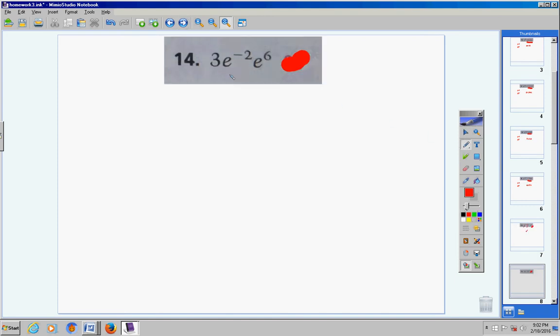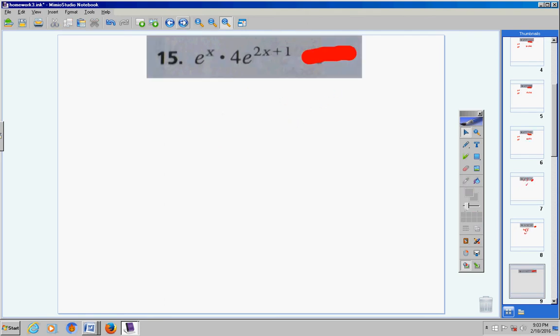Okay, number 14. We have 3 times e to the negative 2 times e to the 6. Because if they're all side by side, they're multiplying, correct? So we really have 3e. Now look, there's nothing to do with a 3, okay? But here you're multiplying like bases, are you not? Sure you are. So if you're multiplying like bases, write the base once, add your exponents, and you'll get a 4 right here. So your answer is 3e to the 4th. Pretty simple, guys.